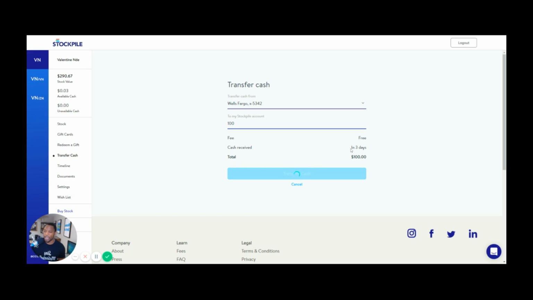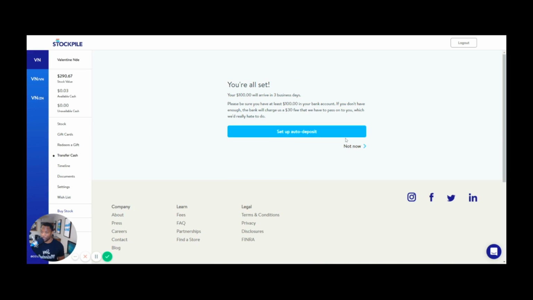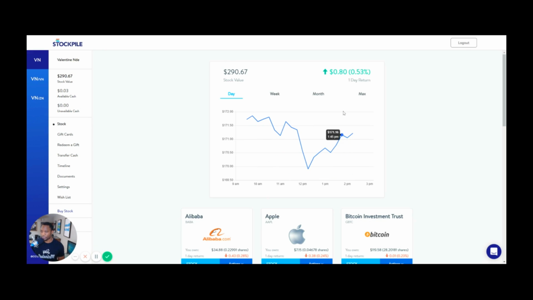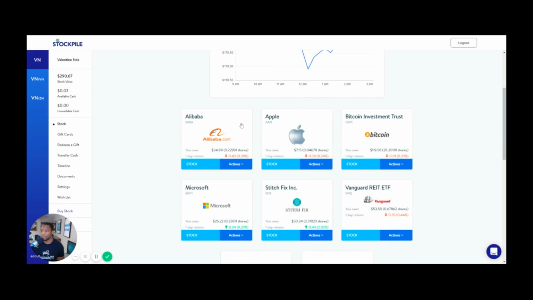If you say transfer cash, notice that the transfer fee is free. But if you use a credit card, they're going to charge you a transfer fee. I don't know the exact amount because I've never used it. So I'm going to say not now, because I don't want to transfer any money now. But pretty much that's the way you do it.